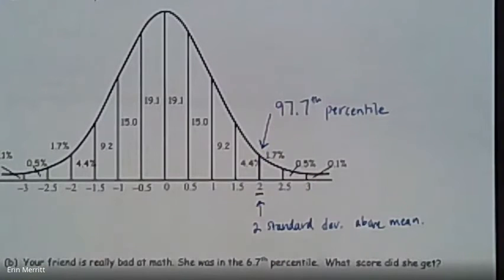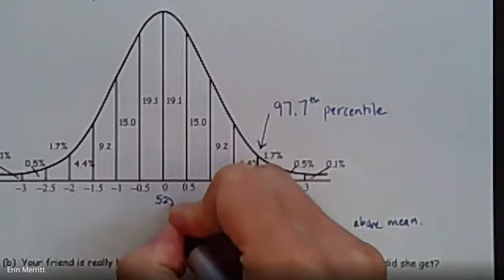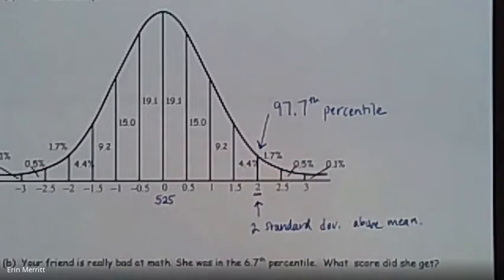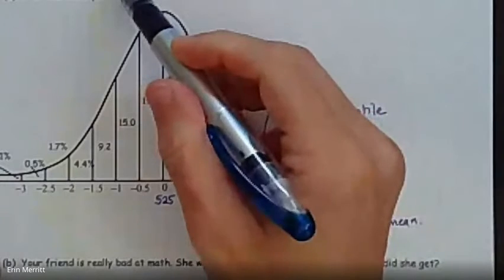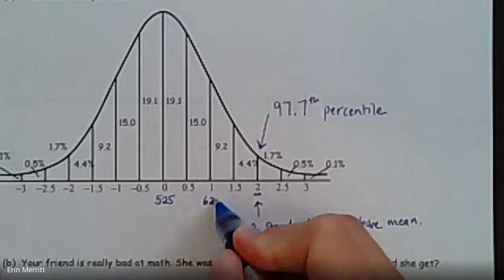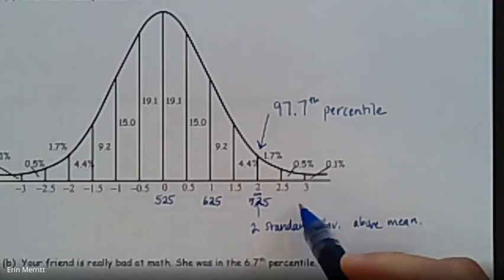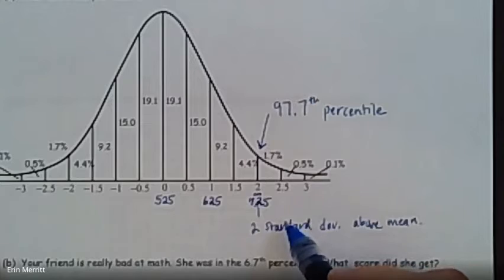All right. If we lay out the scores, let's take a look at what they gave us. They said 525 is the mean, so that goes dead center. So 525 is right here. Each standard deviation is 100. So if I go 1 standard deviation above, that's a score of 625. If you go 2 standard deviations above, that would be a score of 725. So when it says, what score did you get? Well, there you go.